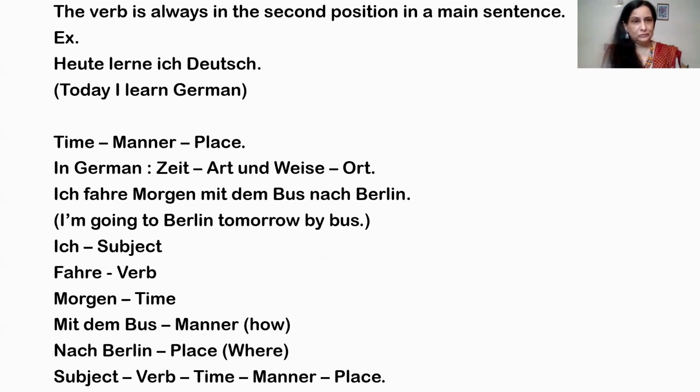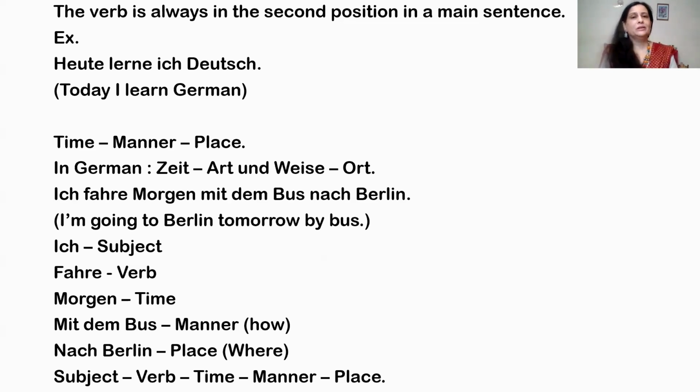For example, Heute lerne ich Deutsch, meaning today I learn German. If you translate it into English, it won't be like "today learn I German." This is wrong. In English, it will be "today I learn German." But in German, it will be Heute lerne ich Deutsch. So the verb is coming at the second position.